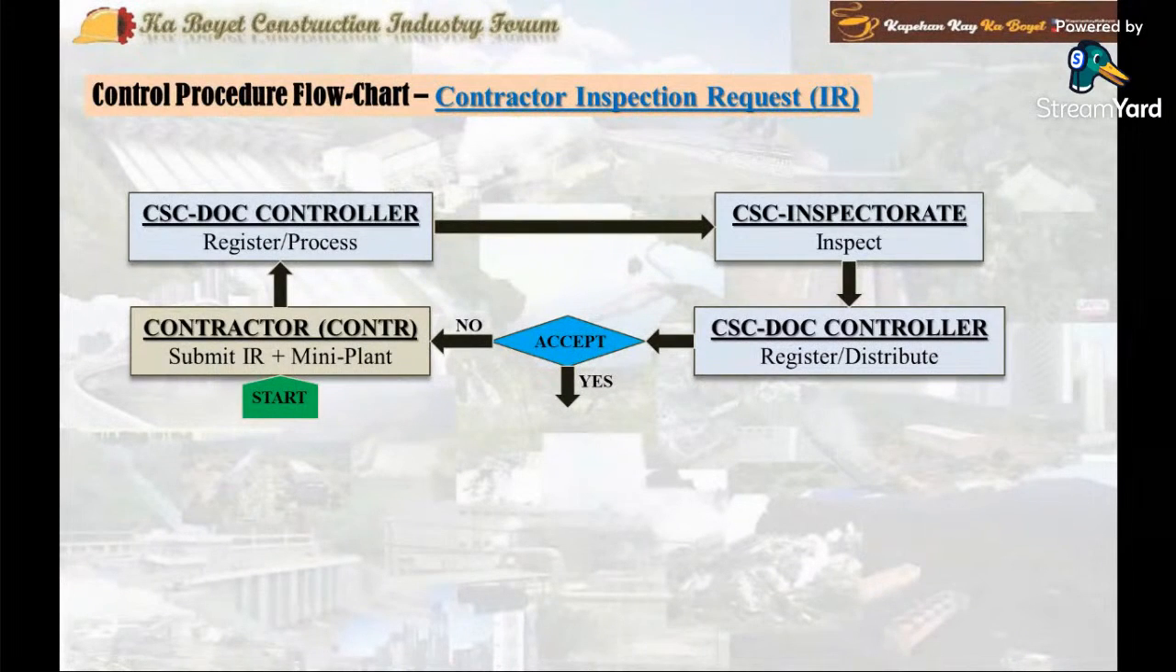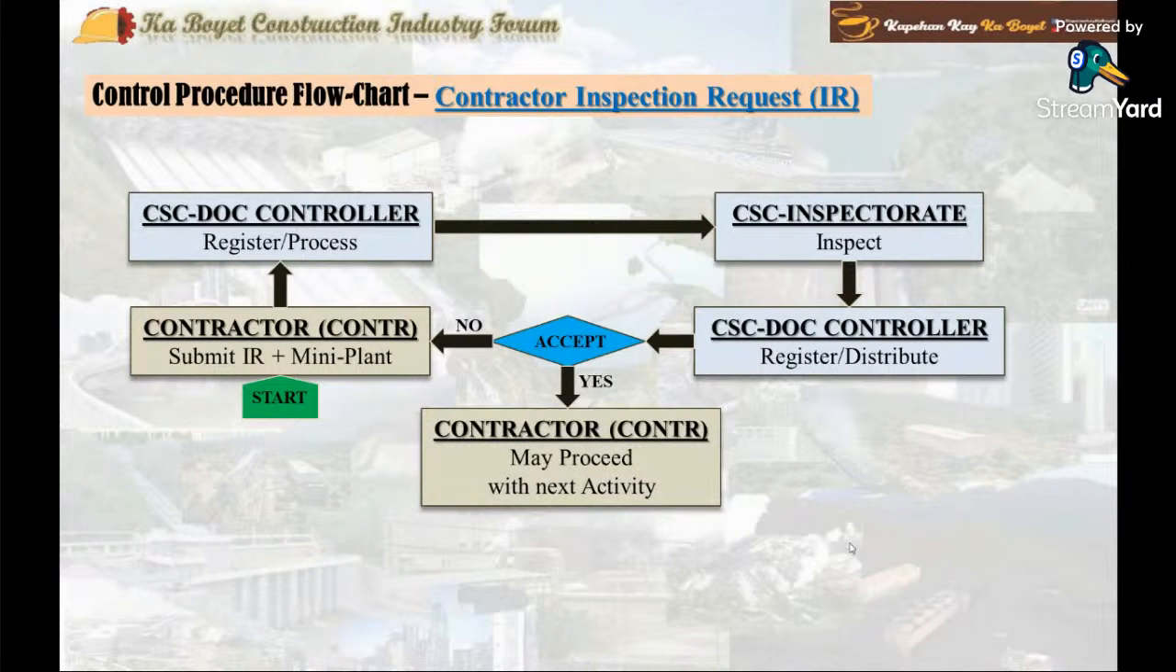Or, if approved, the contractor can proceed with the next work activity without delay. The output document will be a signed IR with an action code approved.